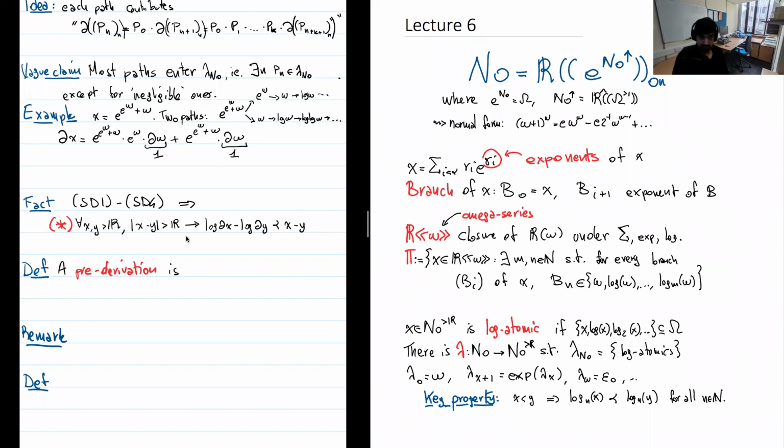So now I have this, and now I define a pre-derivation to be a map from the logatomic numbers to the surreal numbers, satisfying two properties. At least, I want the derivative of exp of lambda to be exp of lambda times the derivative of lambda. So I want the compatibility with exp, and I want condition star.